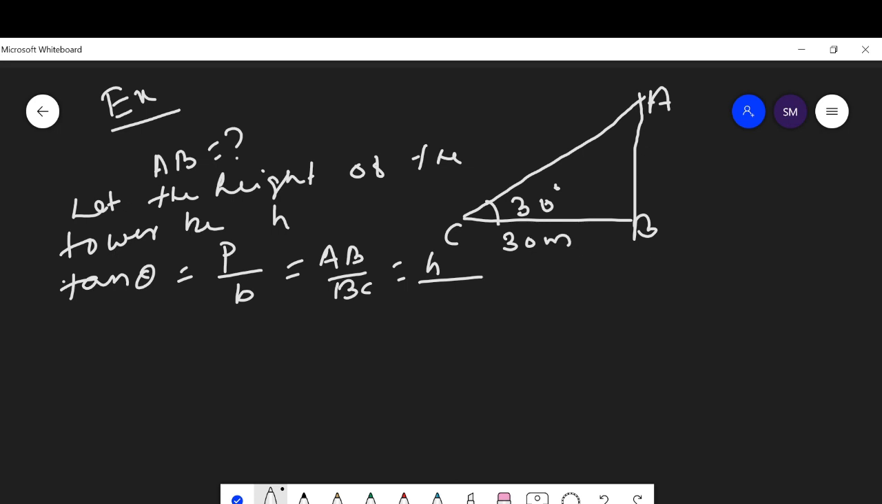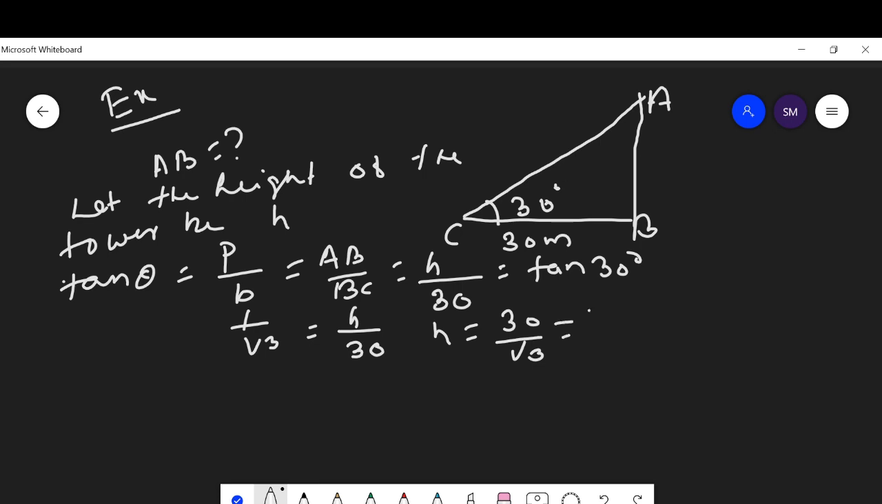As you know, C is the point which is 30 meter away from the foot of the tower. Then BC is 30, and BC is equal to tan 30 degree. As you know, tan 30 degree is 1 upon root 3, which is equal to h upon 30. Then h is equal to 30 upon root 3, which is equal to 10 root 3 meter.